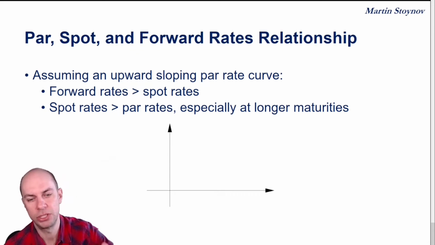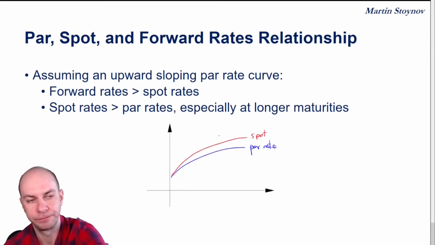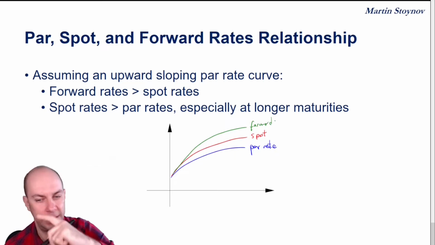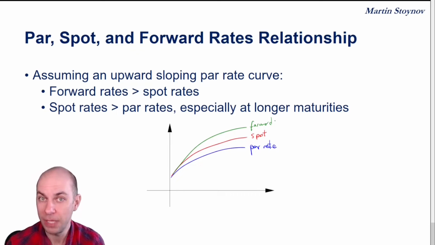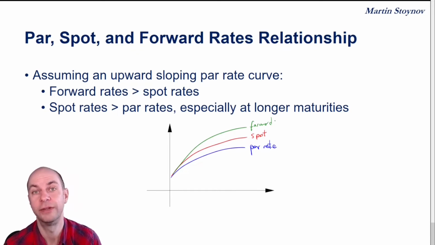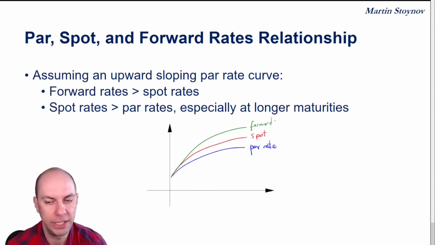So assuming an upward sloping curve, the lowest rate is the par rate, followed by the spot rate, followed by the forward rate. So that's really what you want to try and memorize here. If you've got an inverted curve, of course, it's the other way around. With an inverted par rate curve, the spot rate is below the par rate and the forward curve is the lowest of the three.